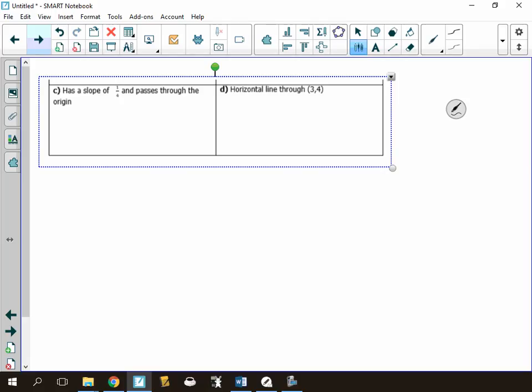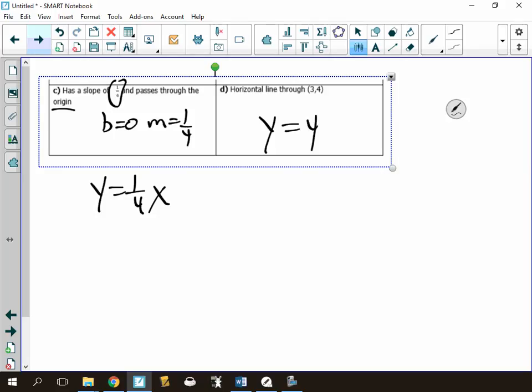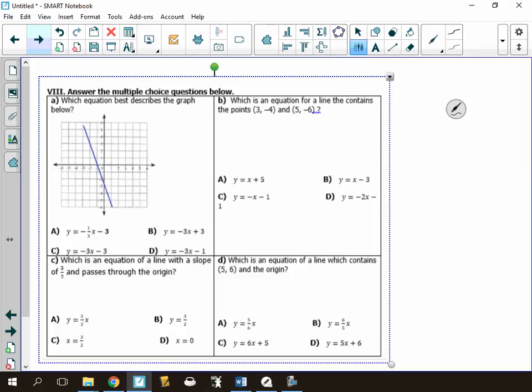Slope of 1/4 passes through the origin. So b is 0, m is 1/4, y equals 1/4 x. Horizontal line passing through 4, y equals 4. Because it's a horizontal line, that means the slope is 0. All right, now this is just doing these equations.